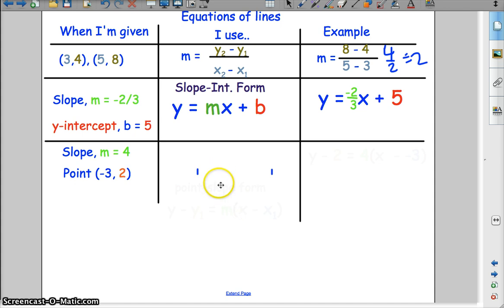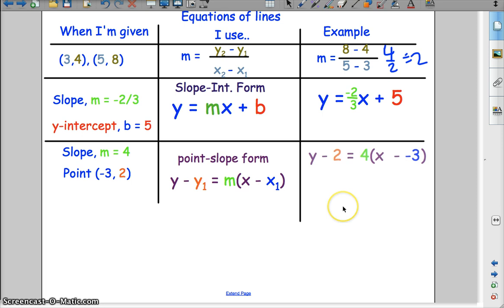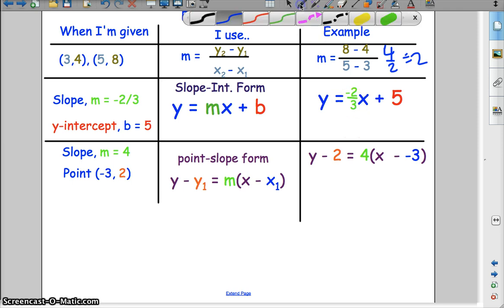Now what happens when you're given a slope and a point? Well, there is such a thing called point-slope form. That is y minus y1 equals m times the quantity x minus x1. So when we plug those values in, we're going to get y minus 2 equals 4 times the quantity x minus a negative 3.